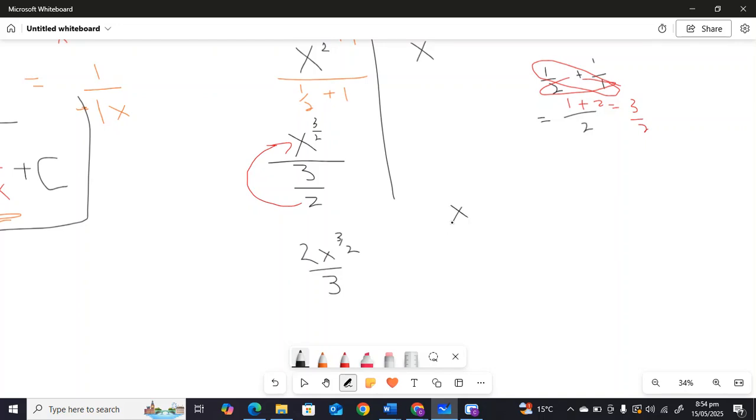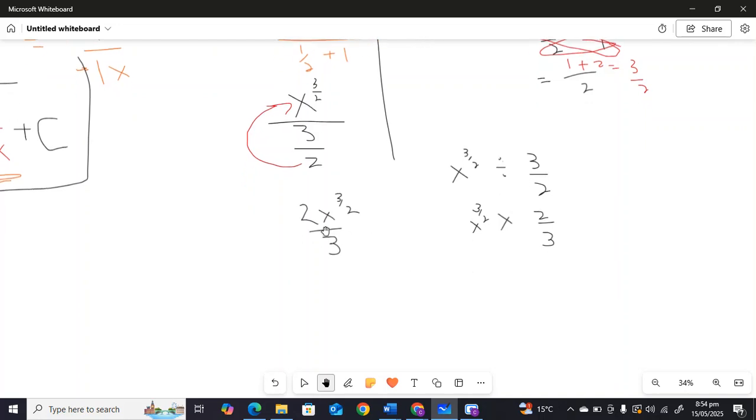It's like x to the power 3 over 2 divided by 3 over 2. Then remember, when you're dividing fractions, then 2 times x to the power 3 over 2 is 2x to the power 3 over 2. Yes. Then we're not done.